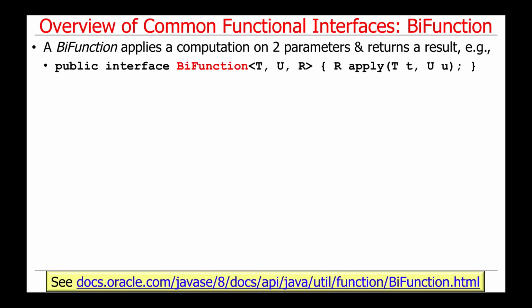Let's now take a look at a BiFunction. A BiFunction, as the name suggests, is a function that applies a computation on two parameters. That's what bi means in this case. So it's going to apply it on the parameters T and U, which could in fact be different, and it returns a result of type R. This is what the apply method looks like. It takes T and U as its two parameters in that order, and then it returns R as the return result.